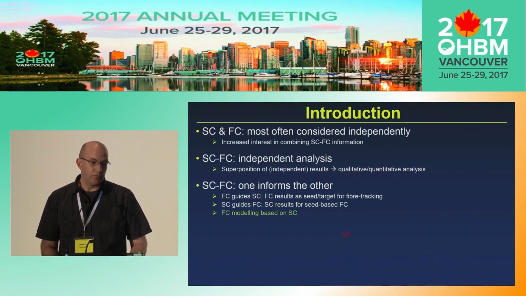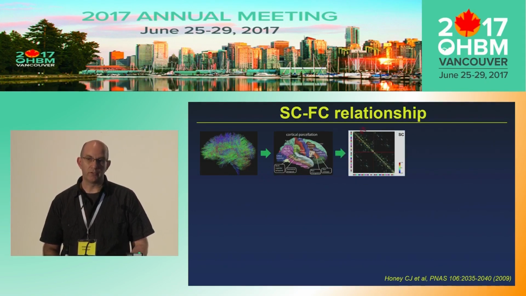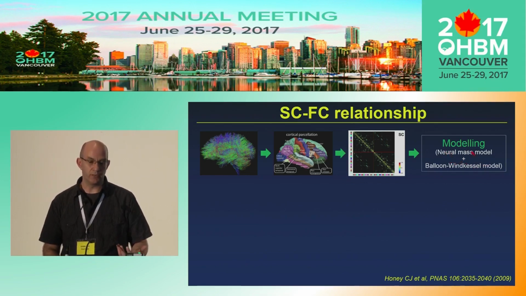Another way that we can use one to inform the other is to do some modeling of functional connectivity based on the structural connectivity results. And this, again, is from the work of Chris Honey. Schematically, what they did is they took a whole brain tracking and a given cortical parcellation, and then they generated a connectivity matrix, where each node shows how structurally connected one node is to the other. And then they did some modeling. There are various ways to do this, but the most common one that people use is some kind of neural mass model, and then subsequently a balloon model to model the BOLD signal.